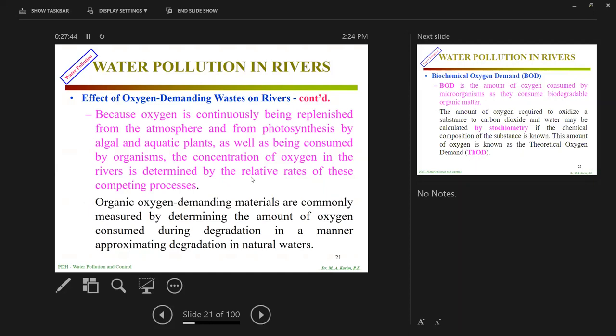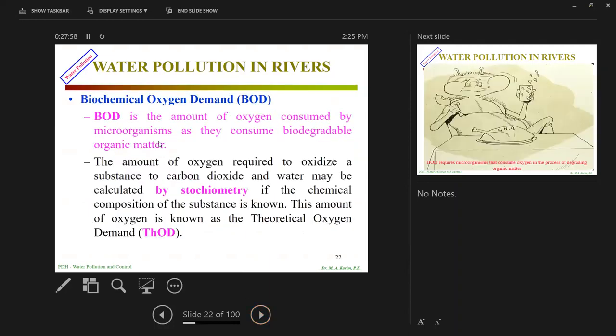Organic oxygen demanding materials are commonly measured by determining the amount of oxygen consumed by degradation, in a manner approximating degradation in nature. That means this is another simple definition of BOD. So we measure it through the BOD, right? Chemical oxygen demand. So now we'll go to the biochemical oxygen demand. Here is the definition of the BOD. BOD is the amount of oxygen consumed by the microorganisms as they consume biodegradable organic matter.